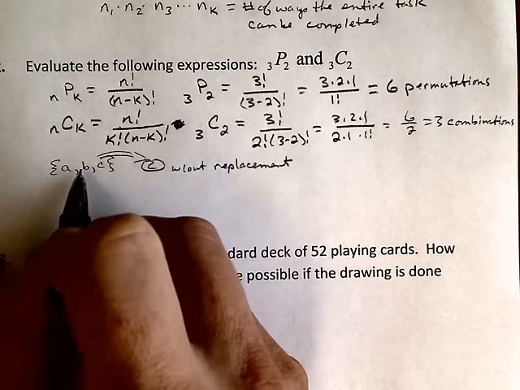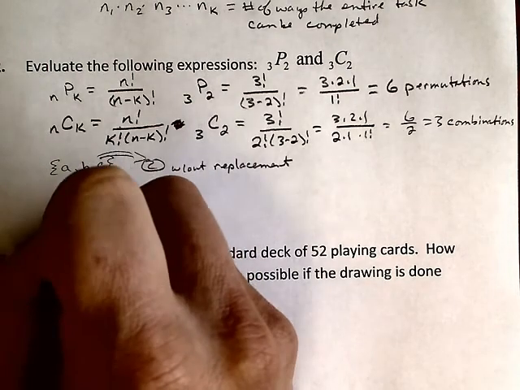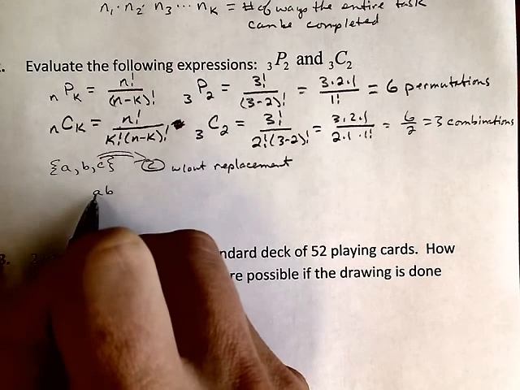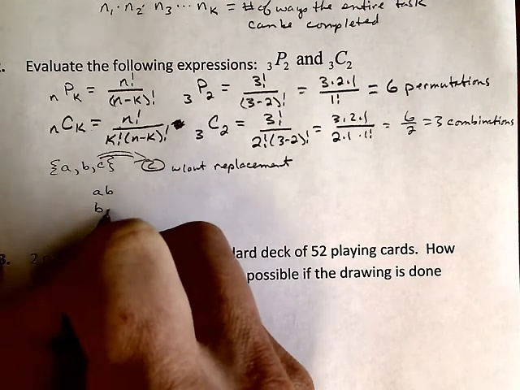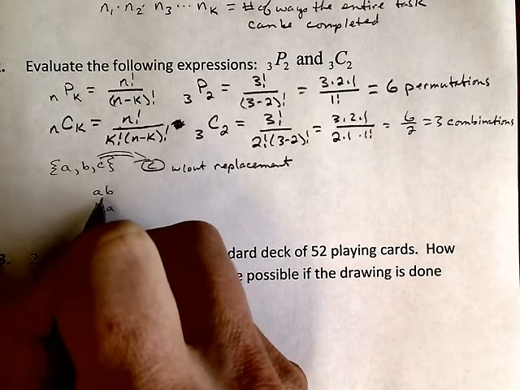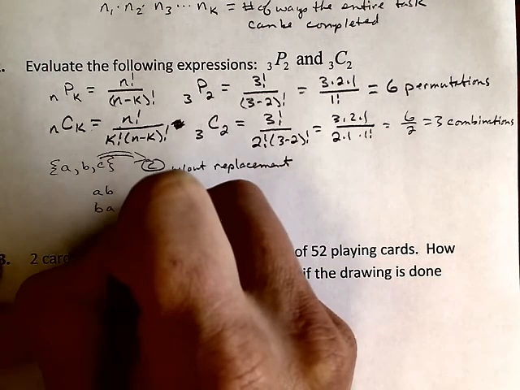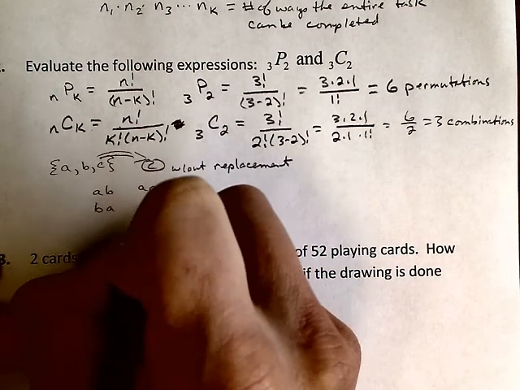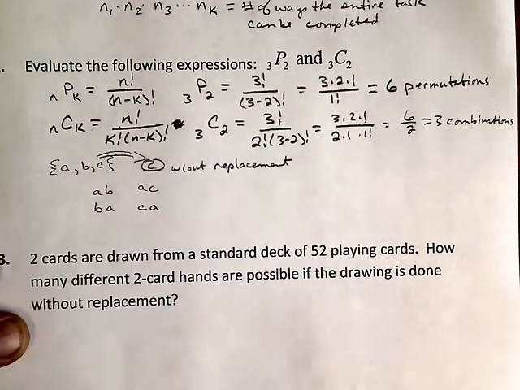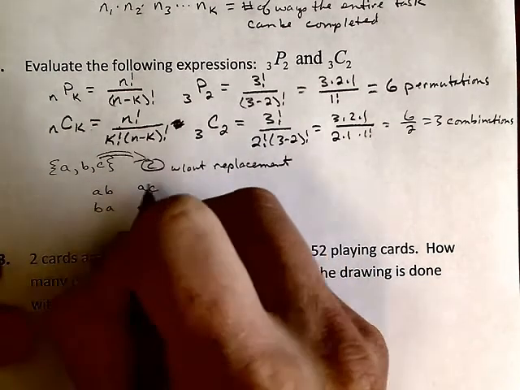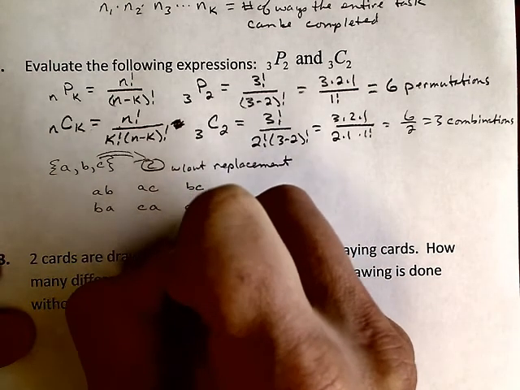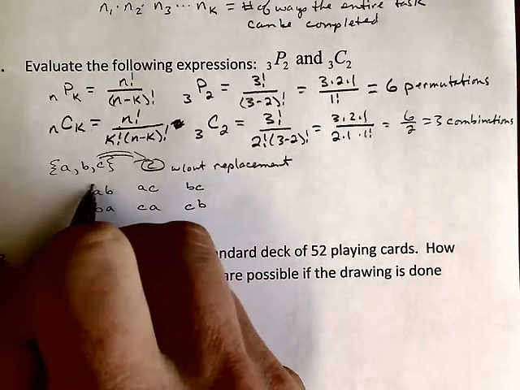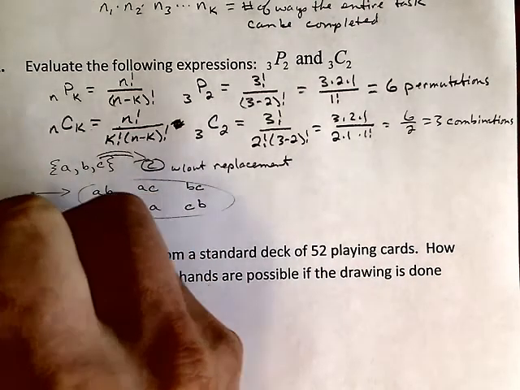So if I'm drawing 2 out of here without replacement, I would have AB, that would be 1 permutation, or I could have BA, that would be a different permutation because order matters. I could also have AC or CA, now I've got 4 permutations, or lastly I can have BC or CB, and all these would be the 6. These would be the 6 permutations here.